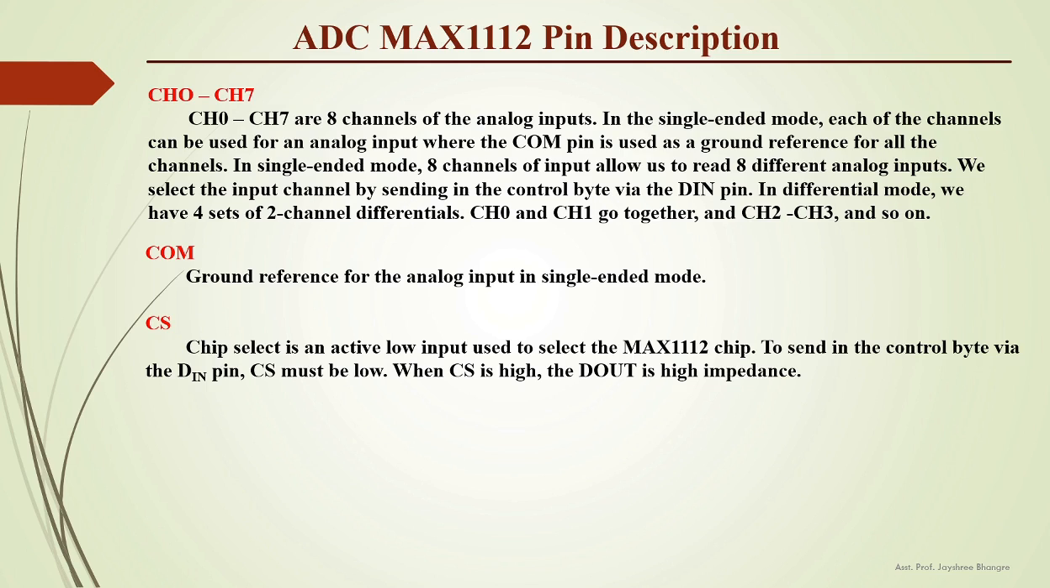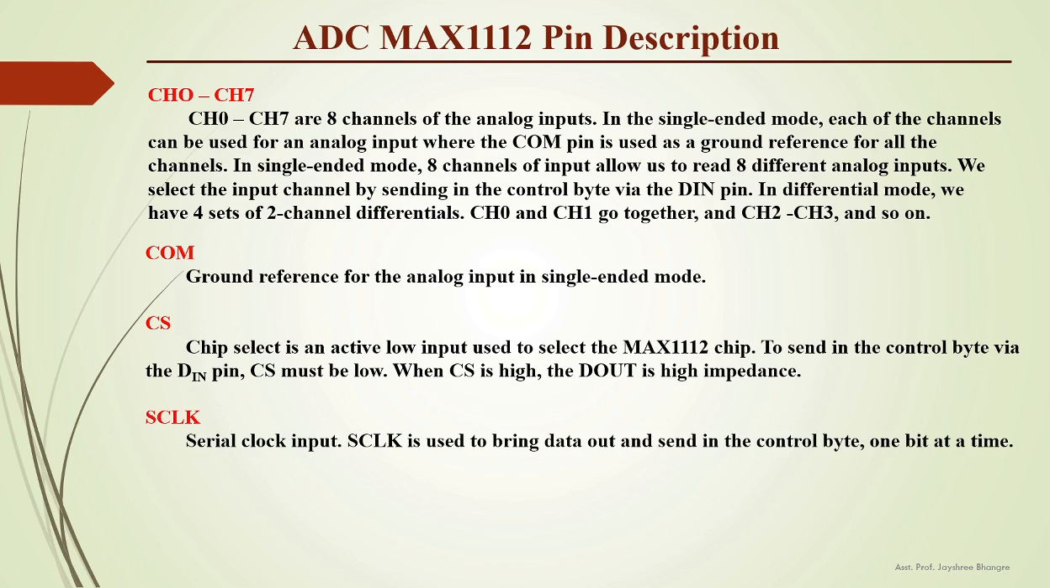Then chip select, CS. This is an active low input used to select the MAX1112 chip. When this pin goes low, it activates the ADC chip. To send in the control byte via the DIN pin, this chip select input must be low. When CS is high, Dout is high impedance.